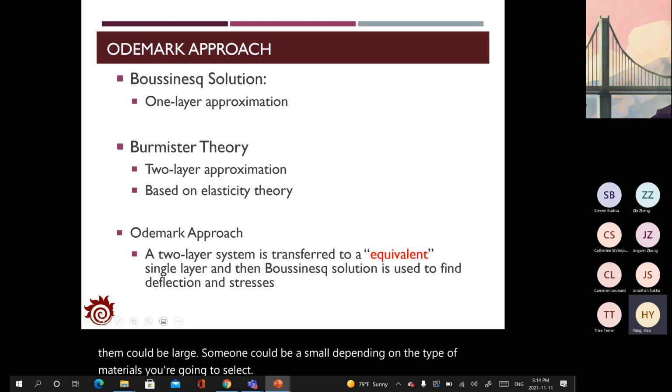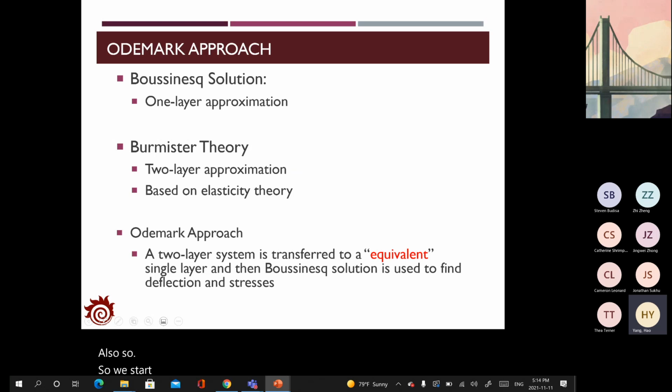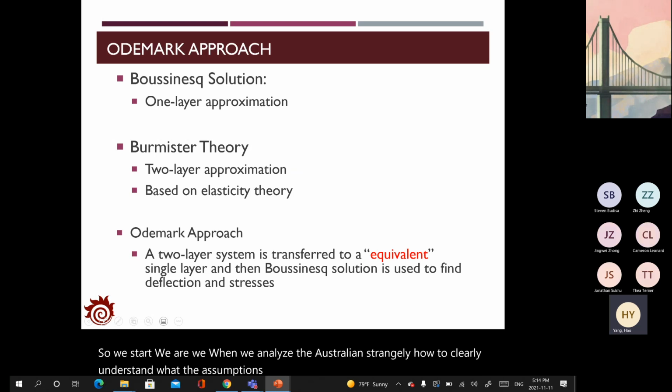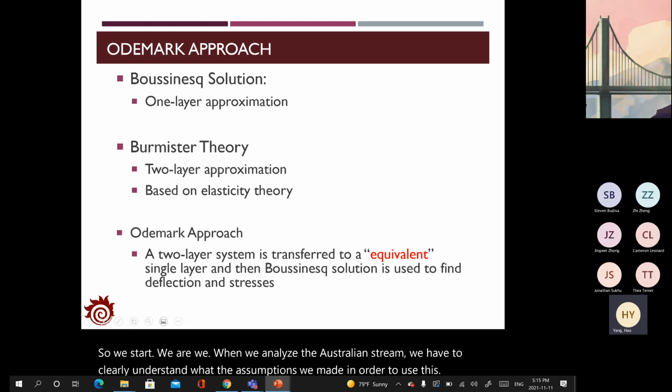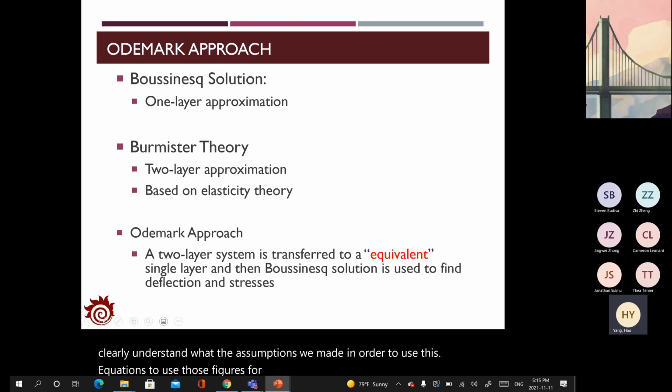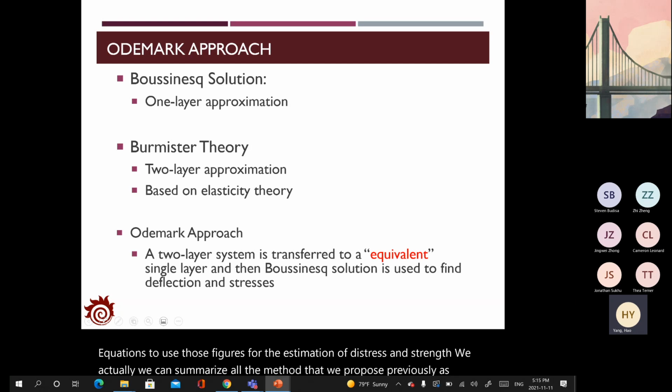Also, with that, when we analyze the stress and strain, we have to clearly understand what assumptions we made in order to use these equations, to use those figures for the estimation of the stress and the strain. We can summarize all the methods that we proposed previously as the Oldmax approach.